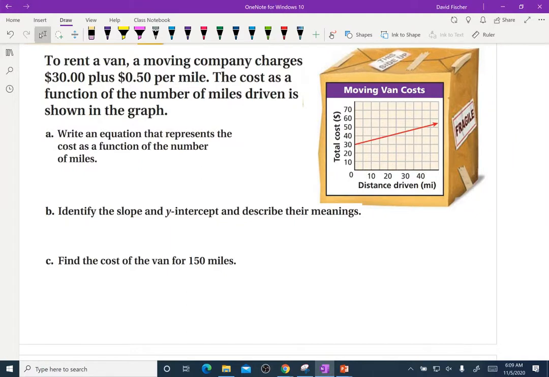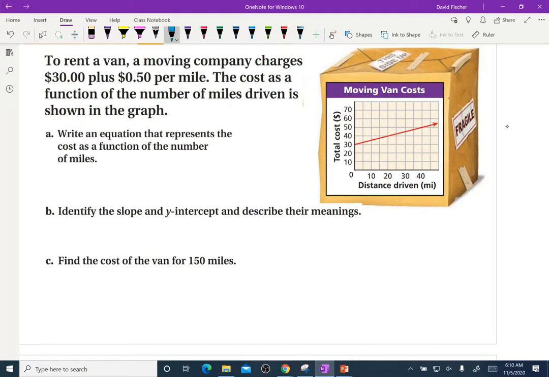Here's our renting a van. Now, they charge 50 cents a mile, and as they walk in the door, the first thing they're going to say is, give me 30 bucks. You can walk off this parking lot with the van if you give me 30 bucks, and then we're going to check your mileage when you get back, and we're going to charge you 50 cents a mile. So they graphed it over there for you, but we kind of already have some things in mind here.